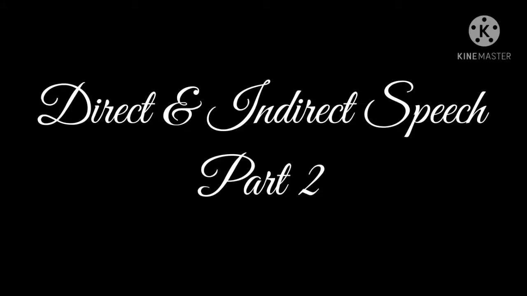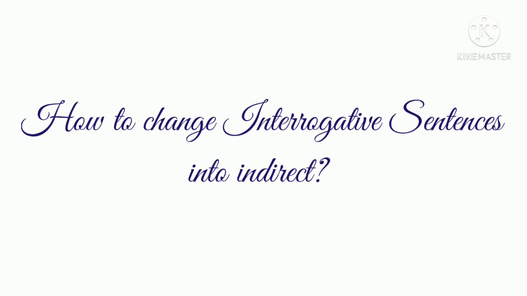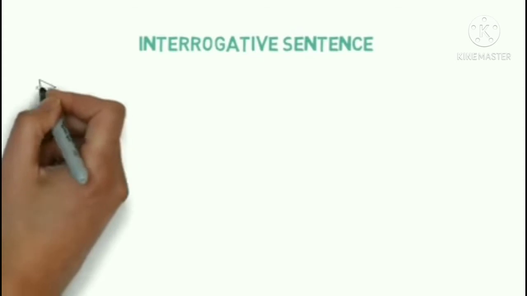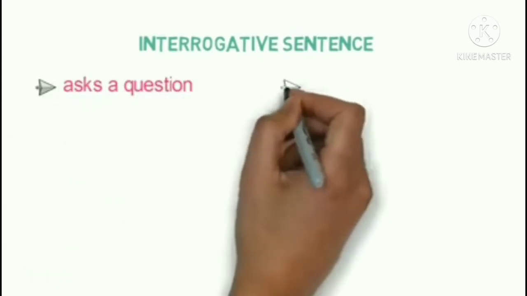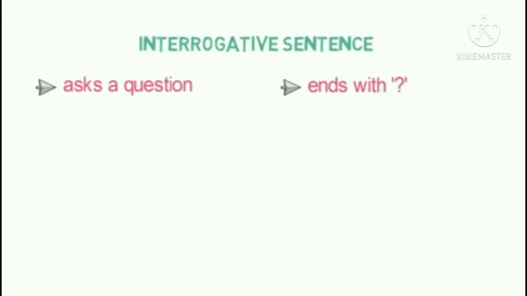Hello students, welcome to the second part of direct and indirect speech. In this part, we will be understanding how to change interrogative direct sentences into indirect speech. First, let's understand what is an interrogative sentence. An interrogative sentence asks a question. Secondly, it always ends with a question mark.